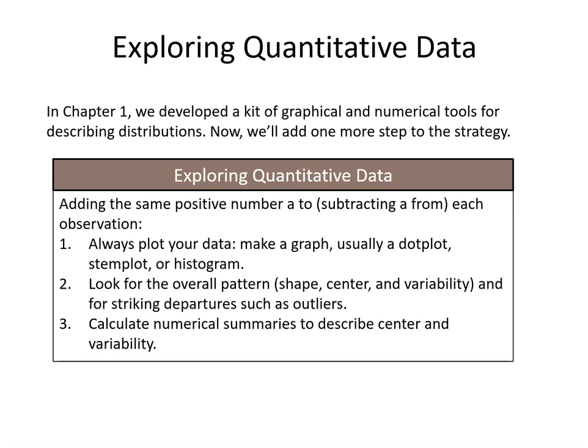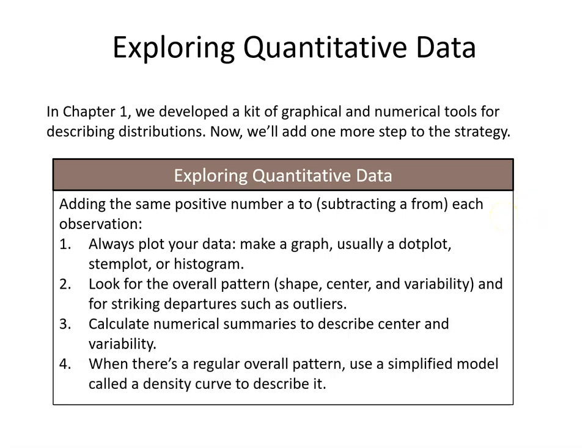And we want to look for any striking departures, such as outliers. And then finally, we calculated the numerical summary for center as well as for our variability, to describe our center and our variability. Now here's our new step. If there's a large quantity of data in a regular pattern, it can be described with something called a density curve. So when there's an overall pattern, you use a simplified model called a density curve.